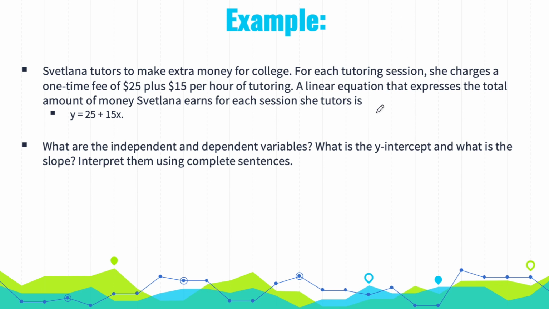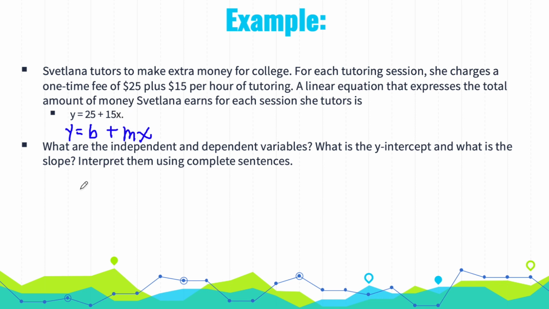Svetlana tutors to make extra money for college. For each tutoring session, she charges a one-time fee of $25, plus she charges $15 per hour of tutoring. A linear equation that expresses the total amount of money Svetlana earns for each session she tutors is the total amount, y, equals 25, that one-time payment, which is like b, plus mx, our slope times our x variable. Here we're saying $15 per hour. So our slope, or our steepness, is 15.